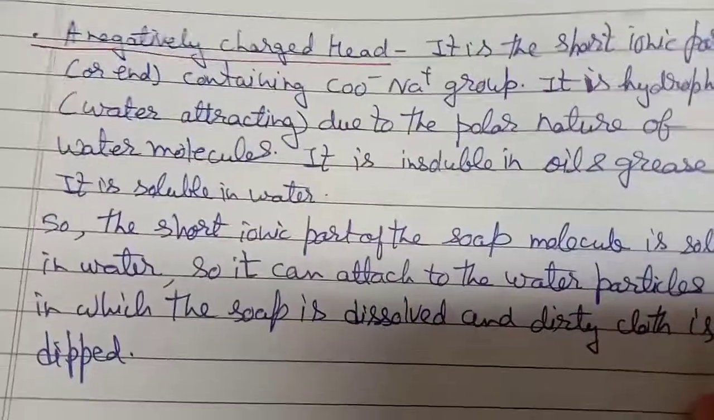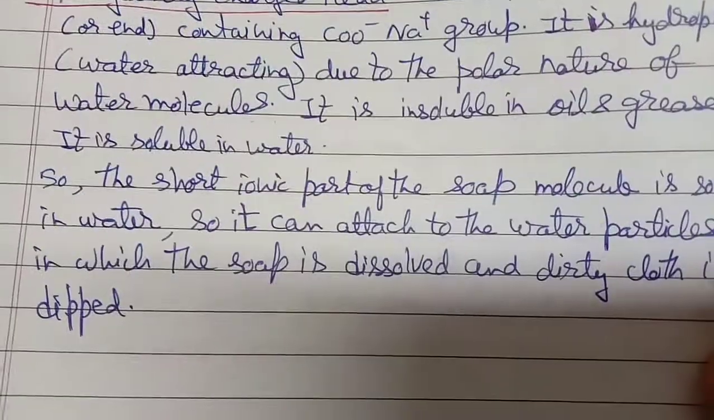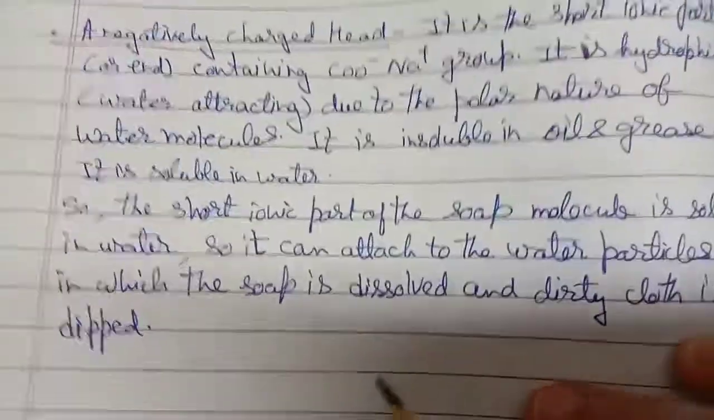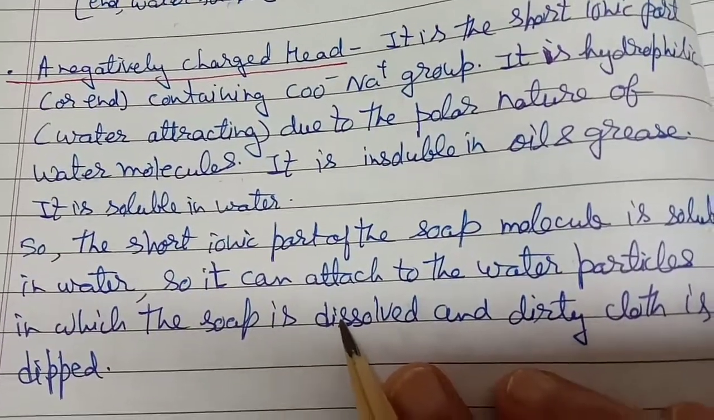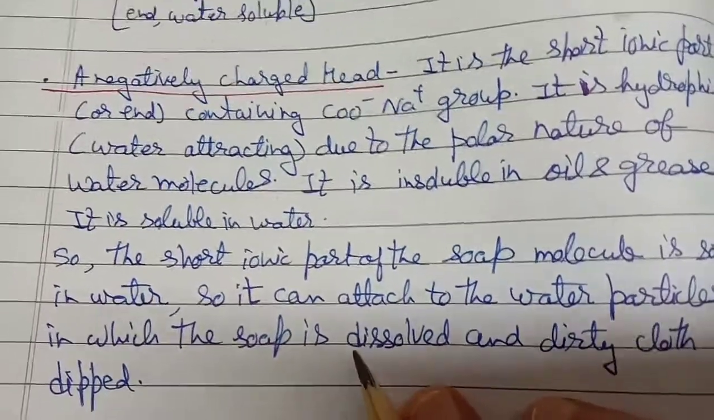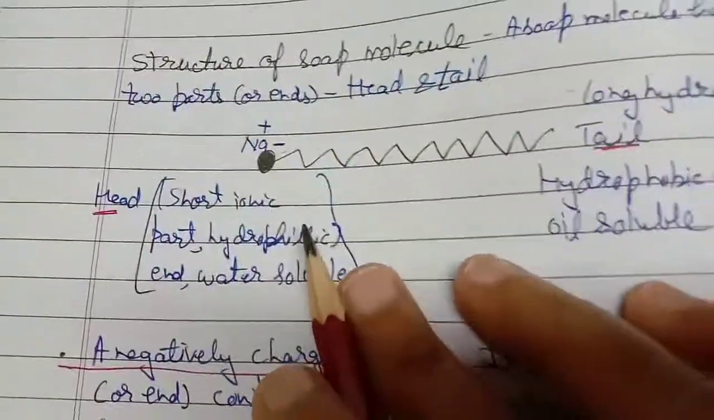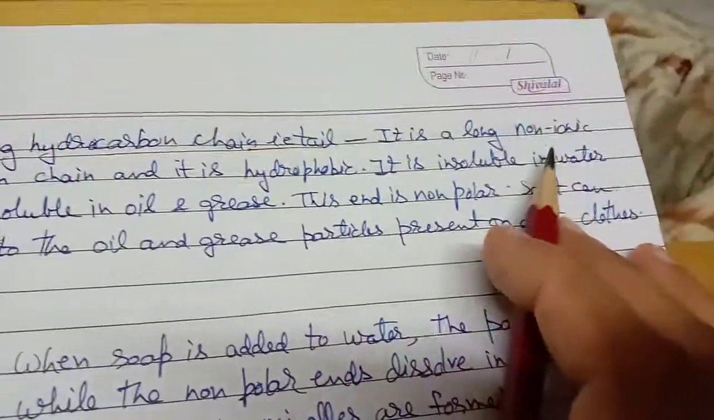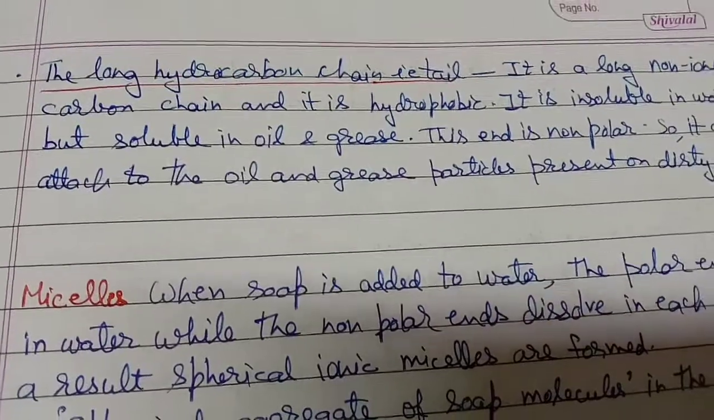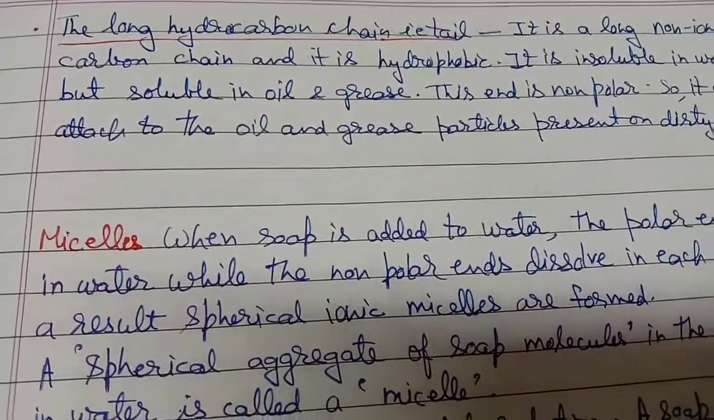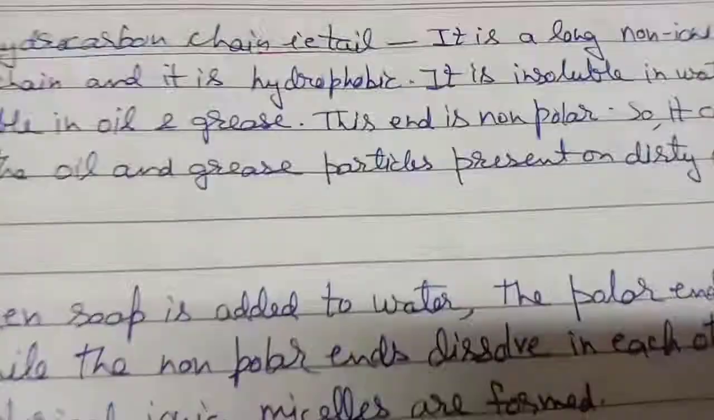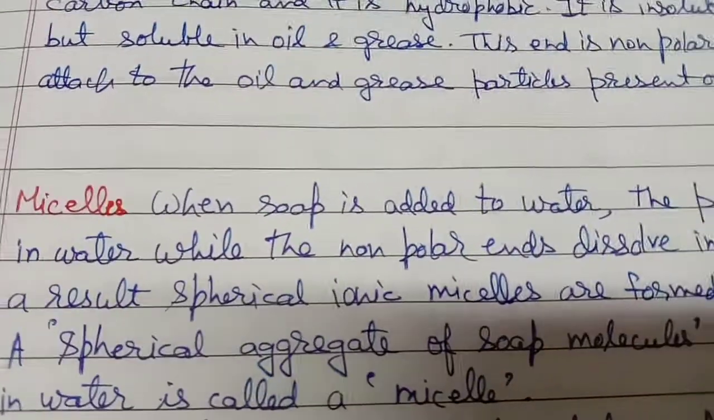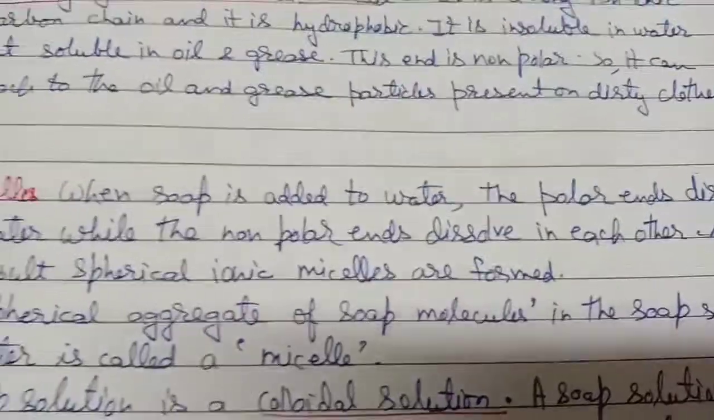So the short ionic part of the soap molecule is soluble in water. So it can attach to the water particles in which the soap is dissolved and dirty clothes are dipped. So when you take water in a bucket and dissolve one or two teaspoons of soap powder, what will happen? The ionic head will get dissolved in water. The long hydrocarbon chain, that is the tail, is a long non-ionic carbon chain and it is hydrophobic. It is insoluble in water but soluble in oil and grease. This end is non-polar, so it can attach to the oil and grease particles present on dirty clothes.